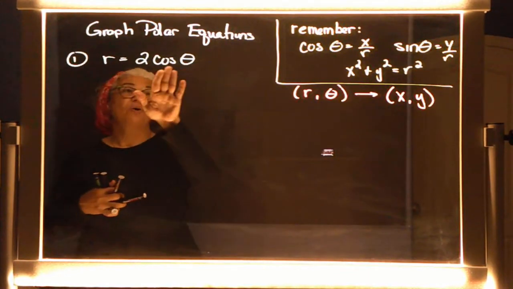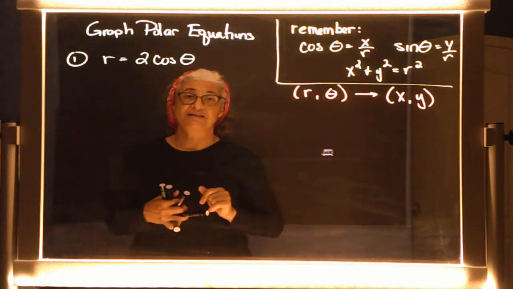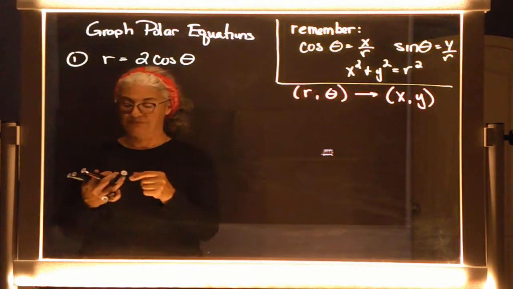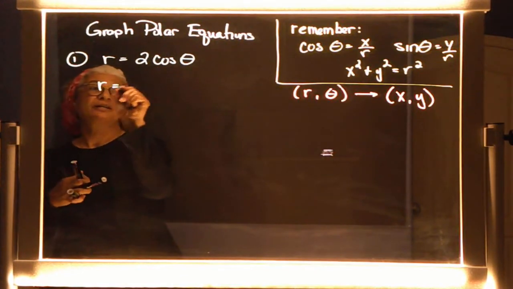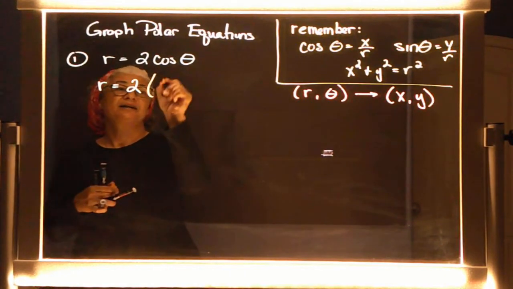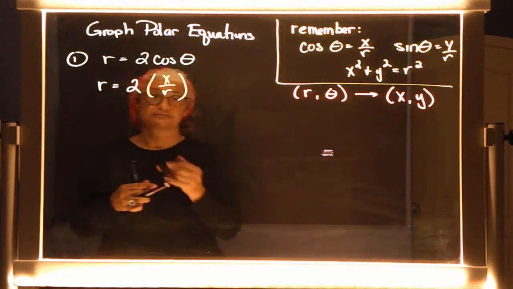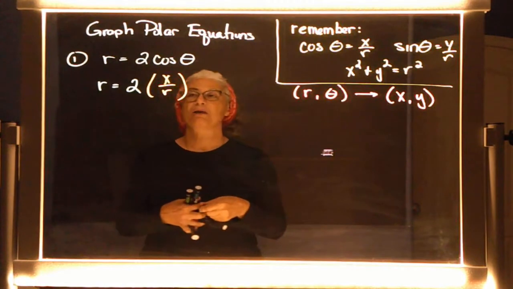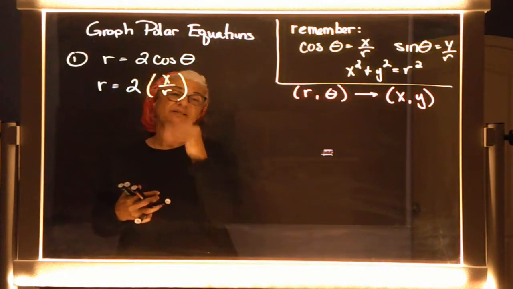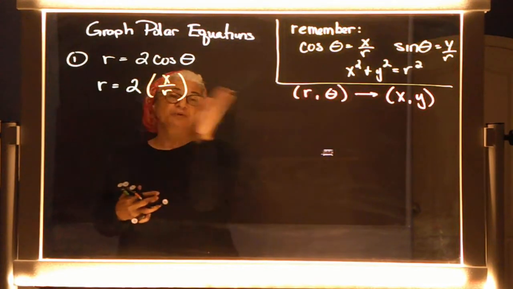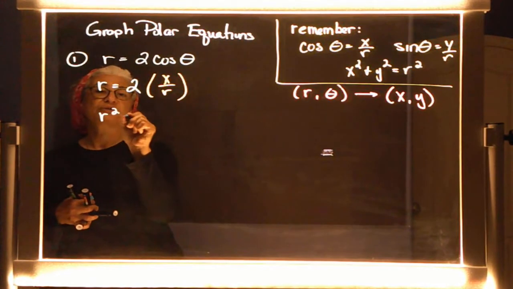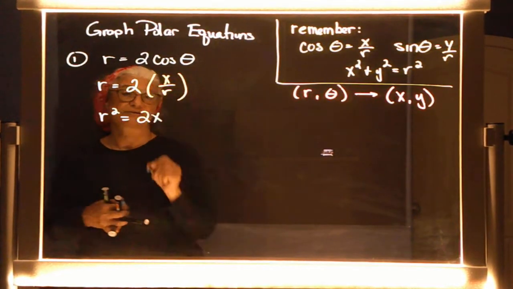Now, I'm seeing that the cosine of theta is x over r, which means I'm going to make a replacement. So I'm going to say r equals 2, and instead of saying cosine theta, I'm going to say x over r. Got it? Okay. And then I'm going to simplify it. I don't want to have a denominator here, so I'm going to multiply both sides by r, which will give me r squared equals 2x. Good?